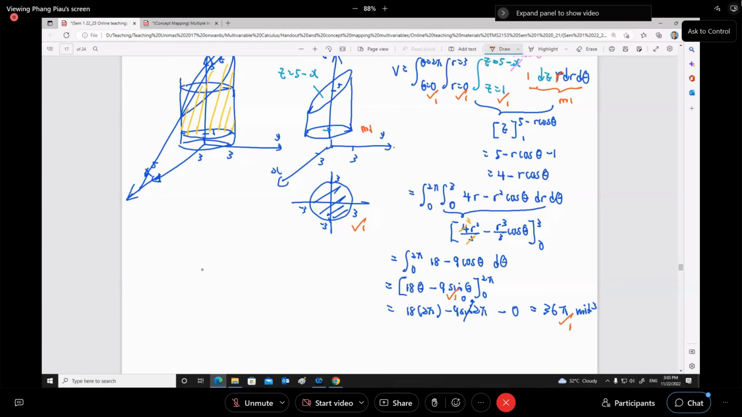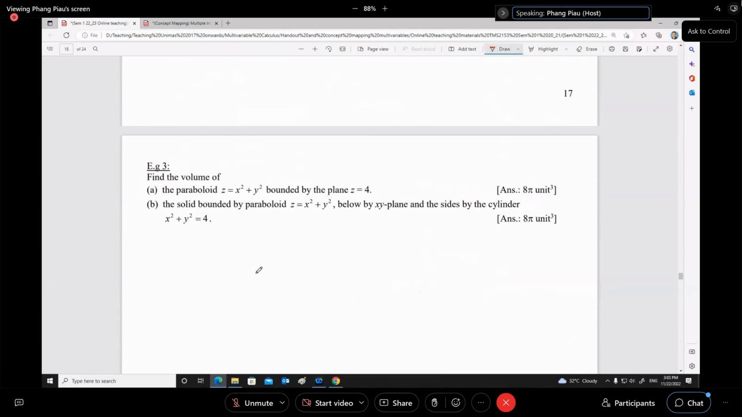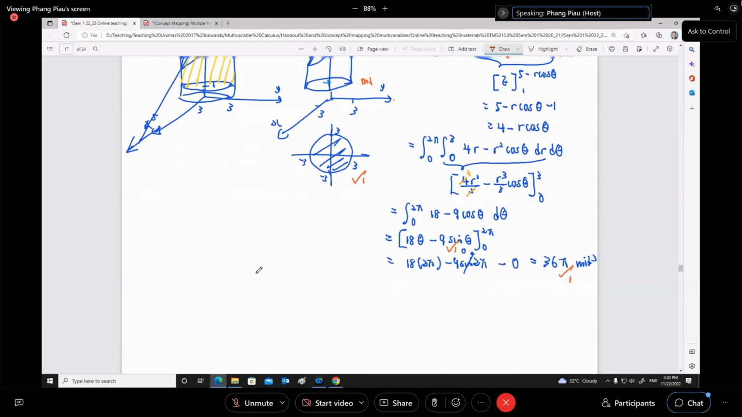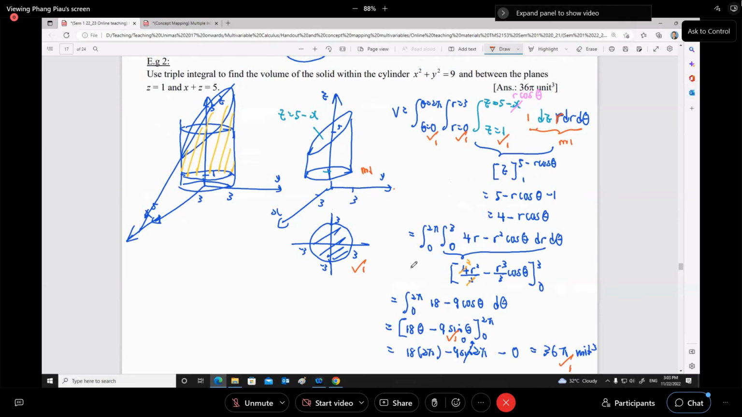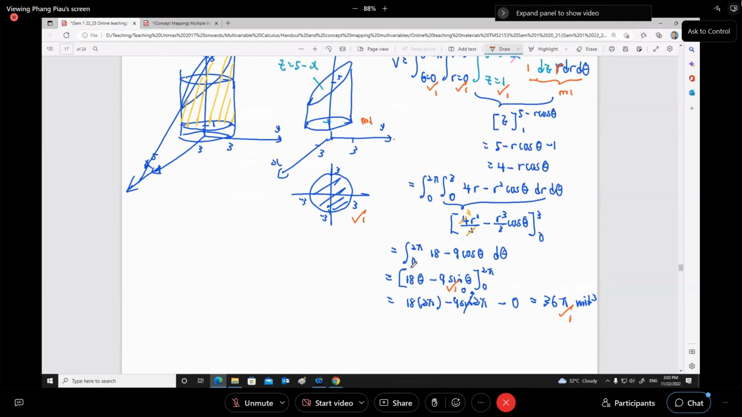Any question on cylindrical coordinate? I'm not sure how many questions we have for cylindrical. Yeah, we have a few more. But the idea is not much different from polar coordinate. Okay, so let's move to the next question, next example.